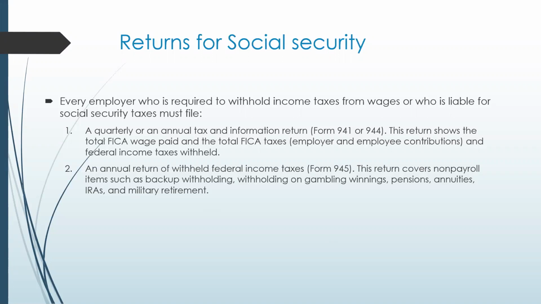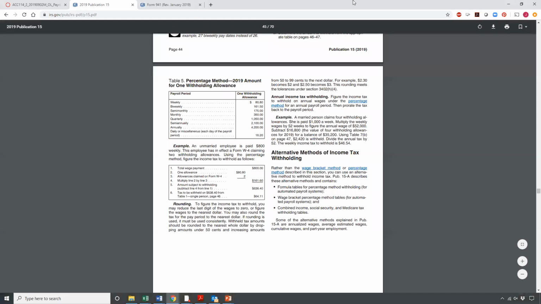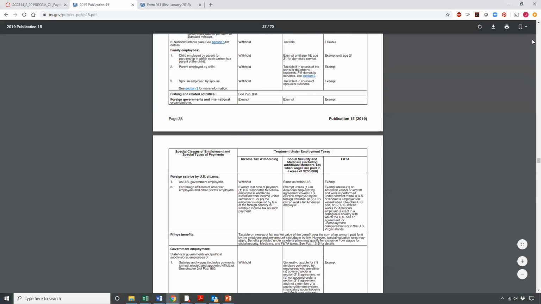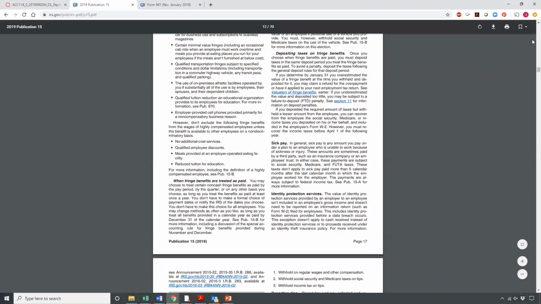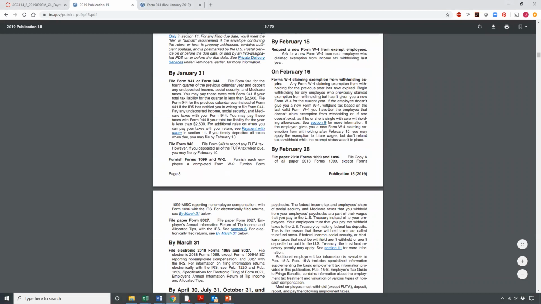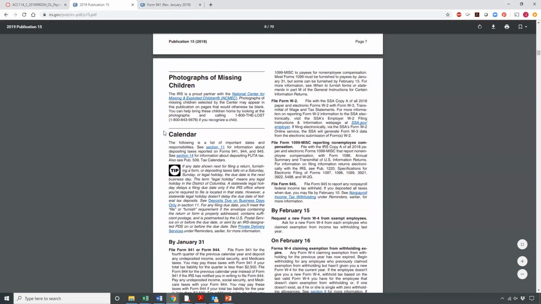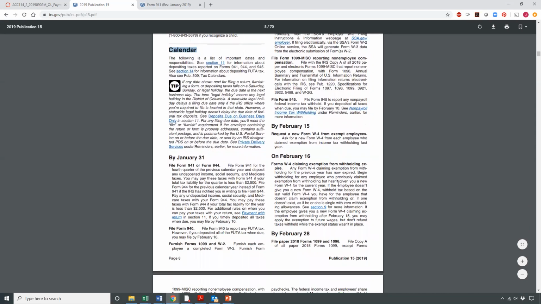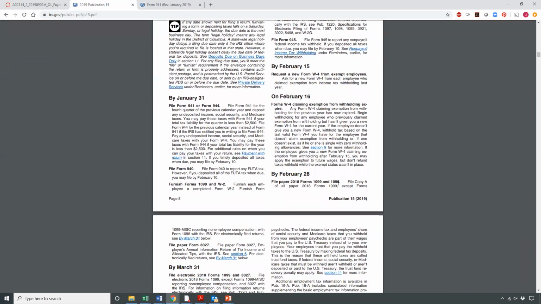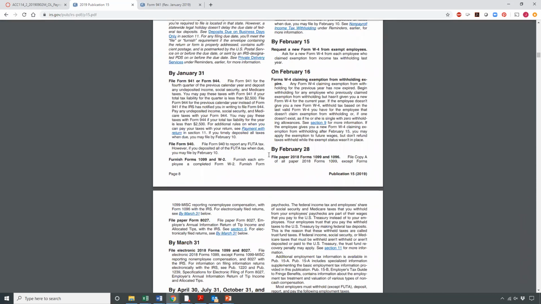Before we continue on here, I do want to point out, because one of the questions in your assessment deals with when things are due, and I know we talked about this last week, but I'm going to bring it up again. I've got to find it. Okay. In here is the calendar, and this is going to show you when everything is due. So you can use these in your Circular E to figure out when your returns are due.